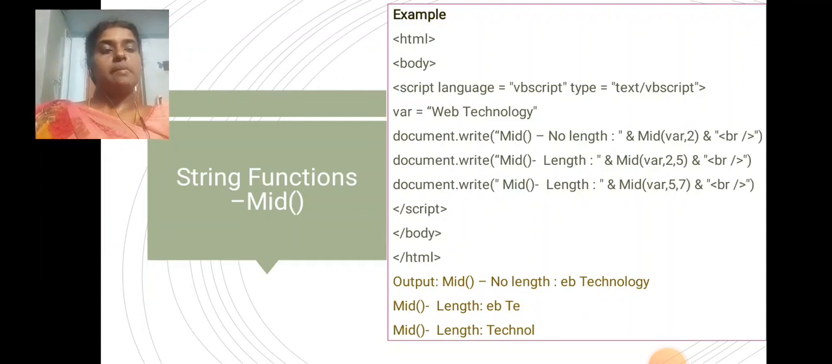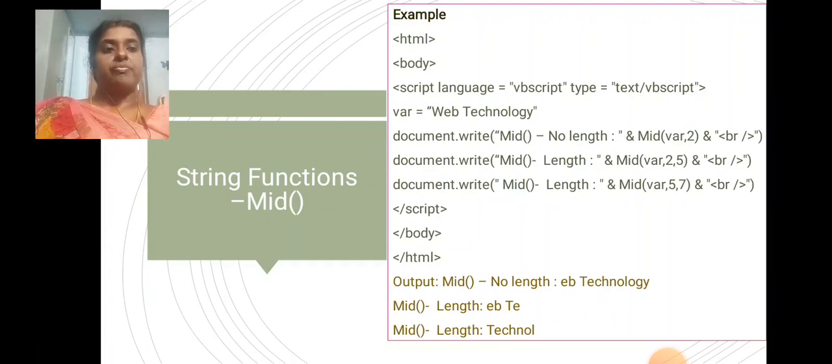The next one I am passing as 2 comma 5. So, variable comma 2 comma 5. The variable is again holding the same value, web technology, from where you want to perform the extraction from the character 2, and the number of characters you would like to extract is 5. So, E, B, one space is the third one, T, E, that is the result of this mid function.